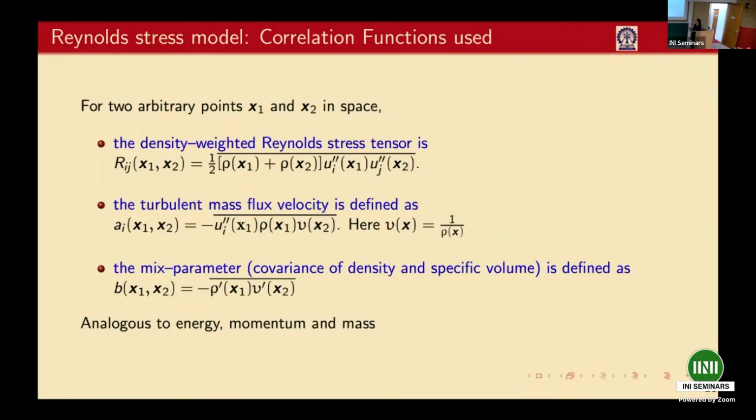So these are the variables that were used in the model. First, there is the Reynolds stress tensor, which is a velocity-velocity correlation weighted with the density. And then we have a turbulent mass flux velocity, which is analogous to a momentum. And then we have a mix parameter, which is a correlation of density and specific volume. So this mix parameter denotes the stage of mixing in the model. So this is analogous to the mass of the system. So energy, momentum, and mass, possibly.